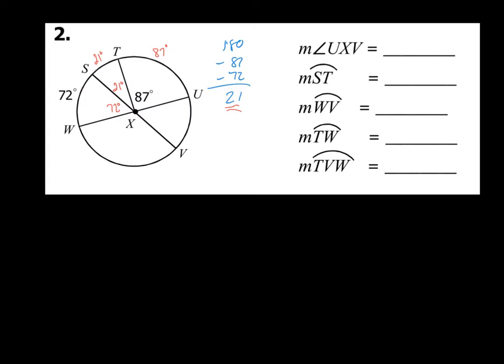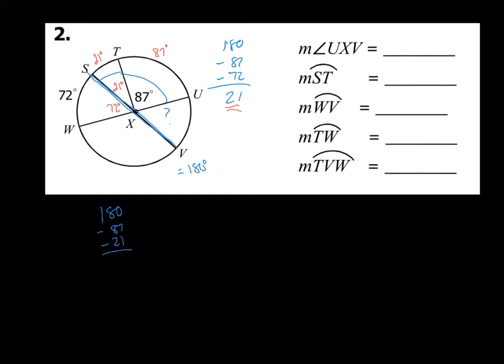And what do I mean? I mean, we have to start looking at some other items. So if we look along SV, this is also another diameter, which equals 180 degrees. So we already have that this part's 21, this part's 87. What's this part? Well, that's going to be 180 minus 87 minus 21.